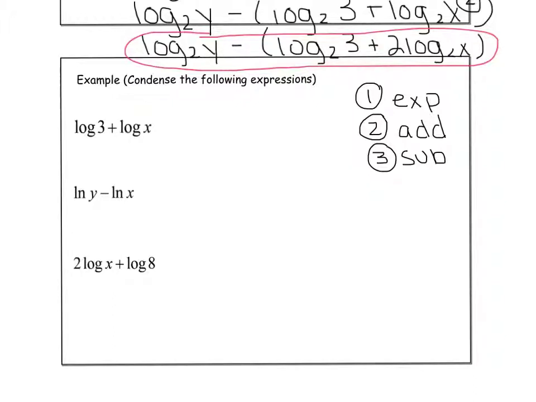In the first one, we have log of 3 plus log of x. There's no exponents, there's nothing in front of the logs. There's addition, so the addition is what we want to get rid of next. And addition is multiplication. So when I condense this, I have the log of 3x. Then, since there's no exponents, there's no more addition, there's no subtraction, I'm done with that problem.